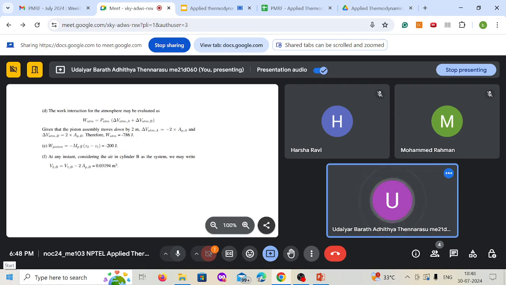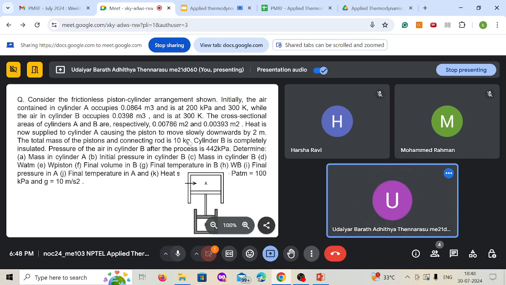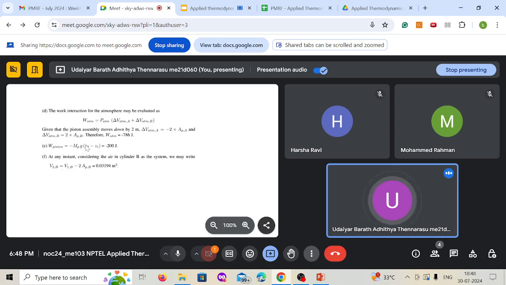So next we need to find out the work done on the piston. So for the piston, the work done is the change in potential energy which is happening. So you know the weight of this piston. So mgh. The mass of the piston assembly is given as 10 kg, and g is also 10, and your change in height is how much height it is coming down. So that is minus 2, which will come out to be minus 200 joules. So that is done.